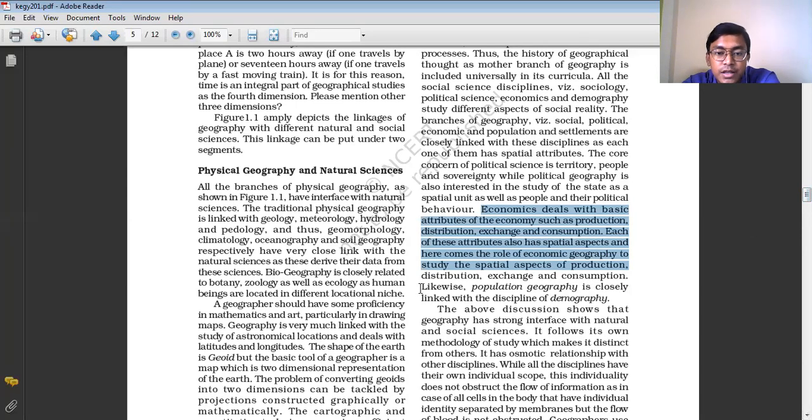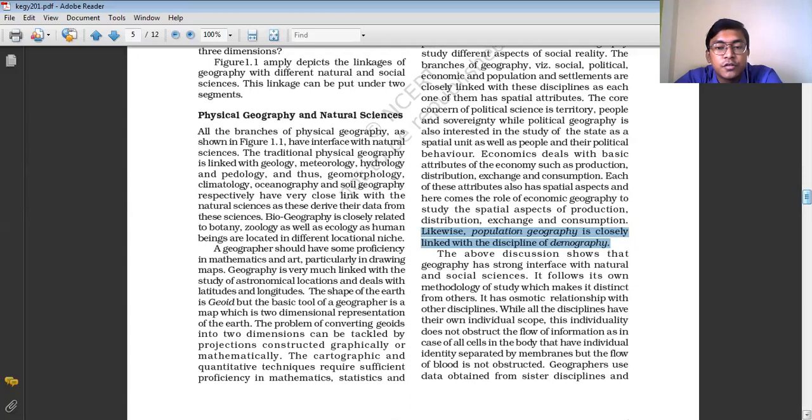In the same way, population geography is closely linked with the discipline of demography. Population geography, which is a branch of geography, is linked with demography. In population geography, we study the causes of population growth, the distribution of population, and different characteristics of population. The same thing can be studied in demography, which is actually a totally different subject.